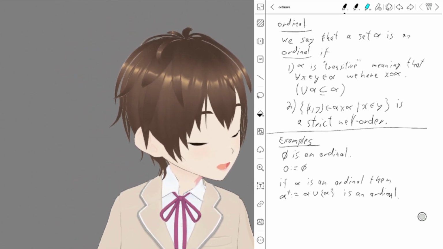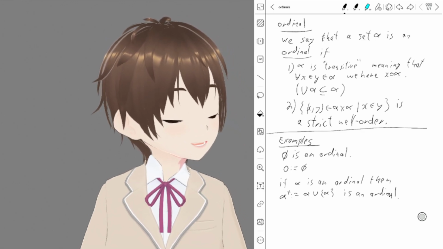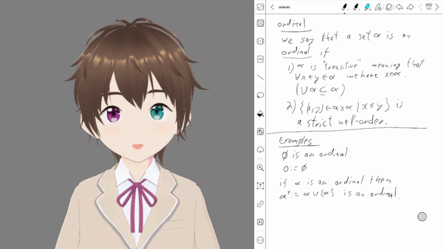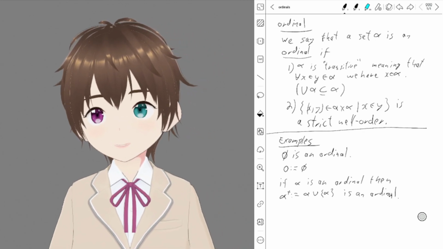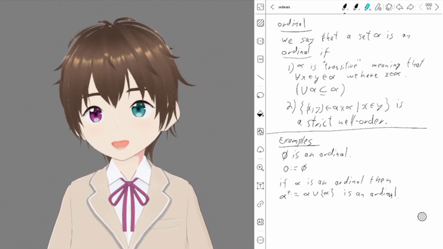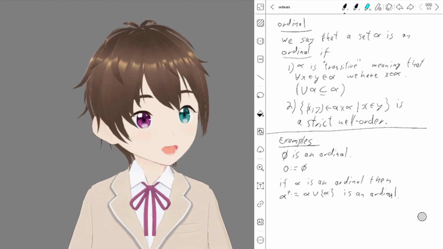And why is it an ordinal? Well, if I have an element of the set, it's either an element of alpha. I either have an element of alpha and I'm taking an element of that, which would then be in alpha because alpha is an ordinal, or I have an element of this part of the set.